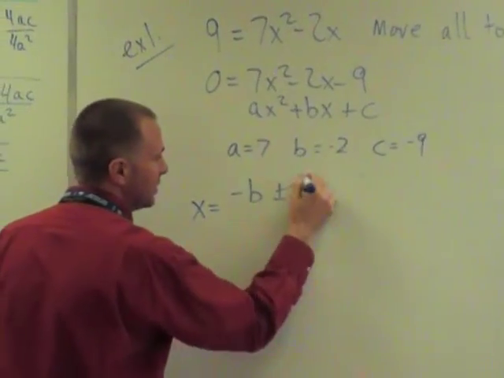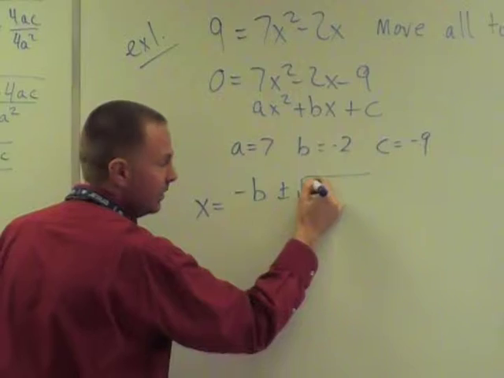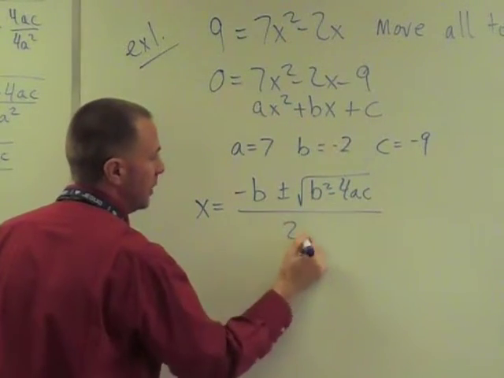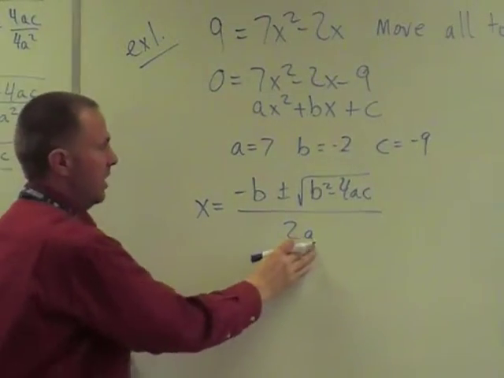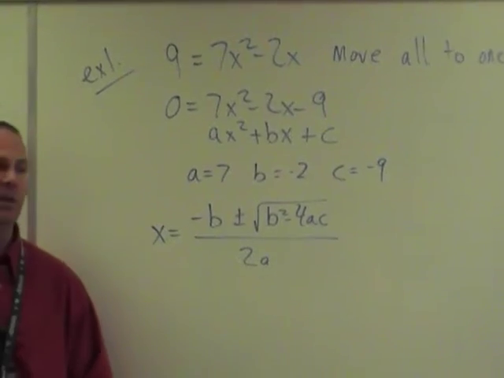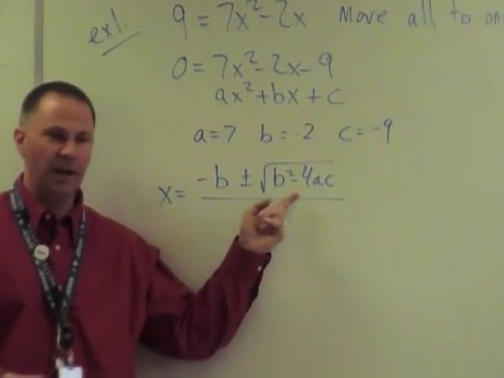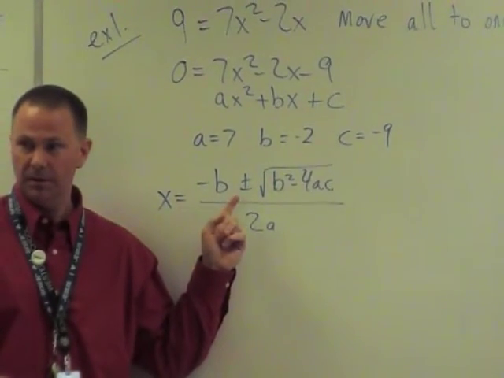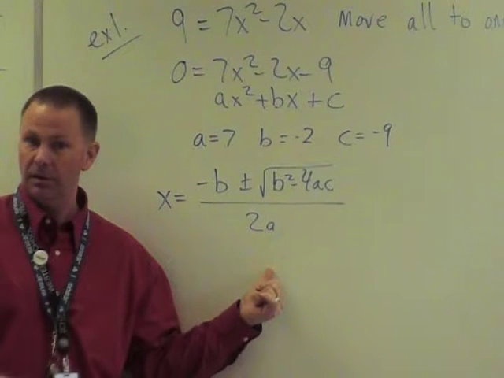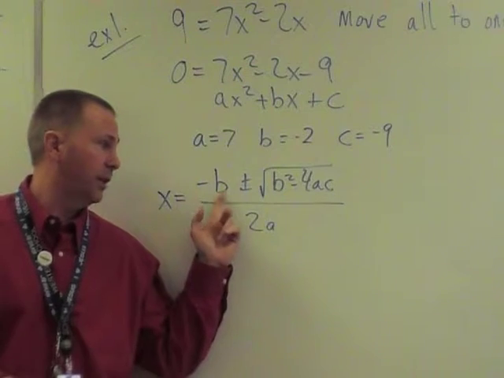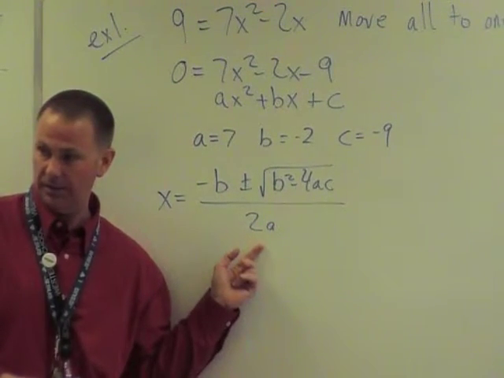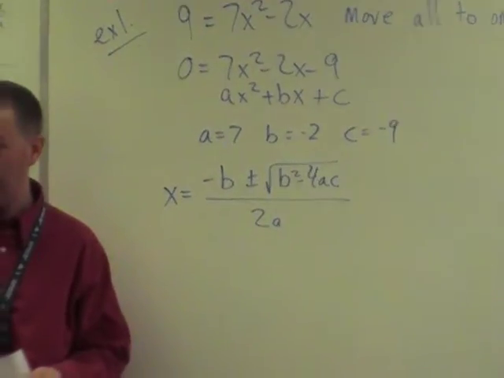x equals negative b plus or minus the square root of b squared minus 4ac, all over 2a. Now I say all because every year, doing this 10 years, I have students that do not figure out all of the top before they divide by 2a. So you need to make sure you figure out everything on the top before you divide by 2a. You understand me?